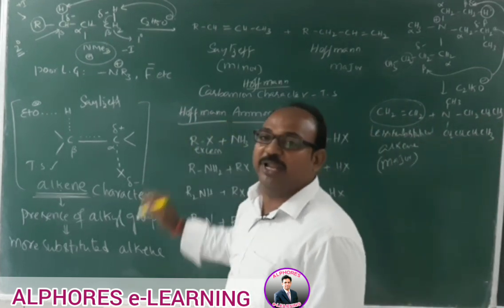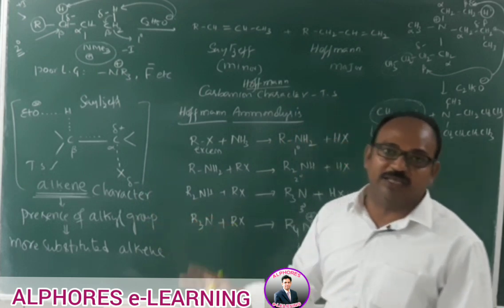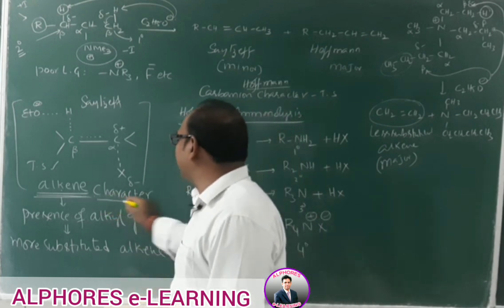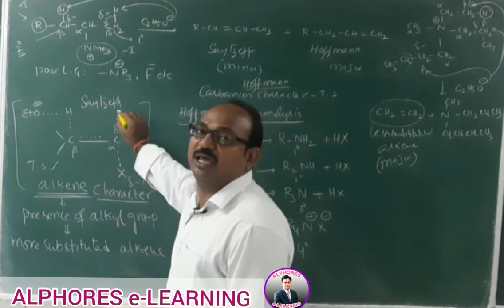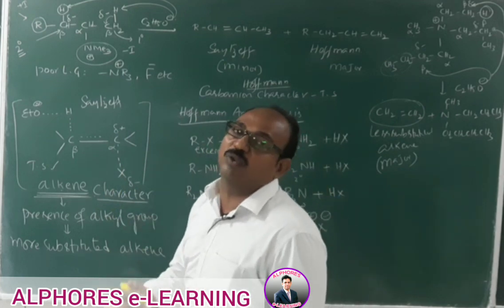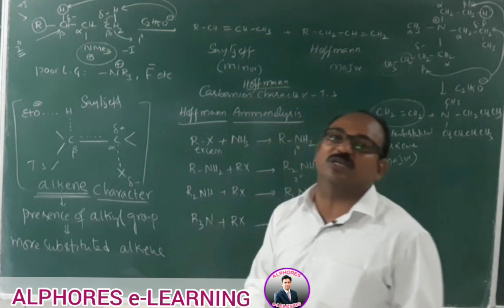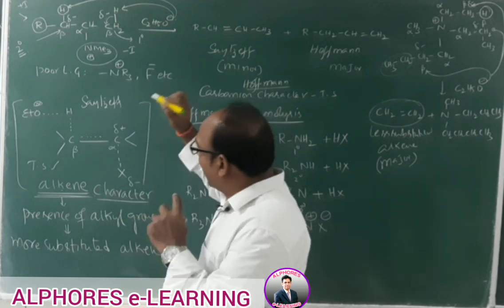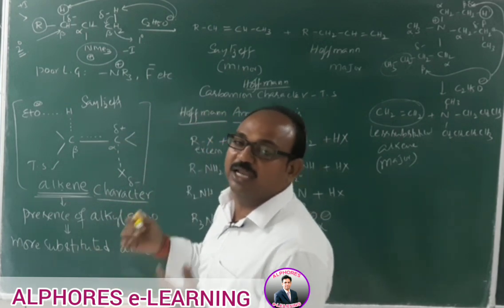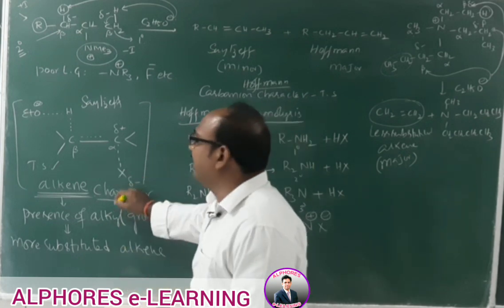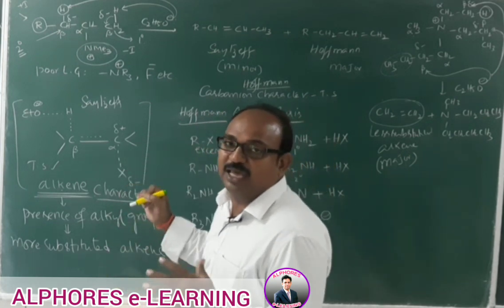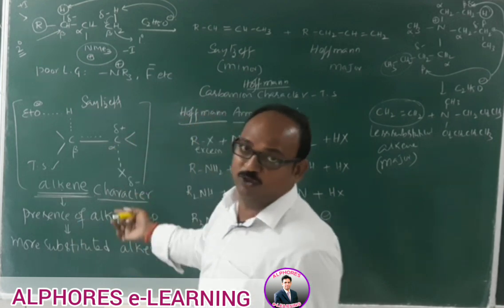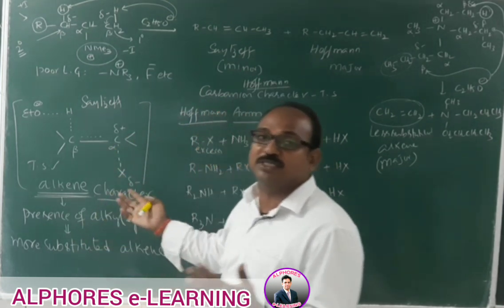Why do we get the more substituted alkene in Saytzeff elimination? Saytzeff elimination proceeds via an alkene-character transition state. Because of the alkene character, we apply the same factor as for alkene stability. As we learned in the previous session, if more alkyl groups are attached, that alkene is more stable. Just like that, the alkene-character transition state can also be more stabilized if it is attached to more alkyl groups. In such a case, we get the more substituted product.